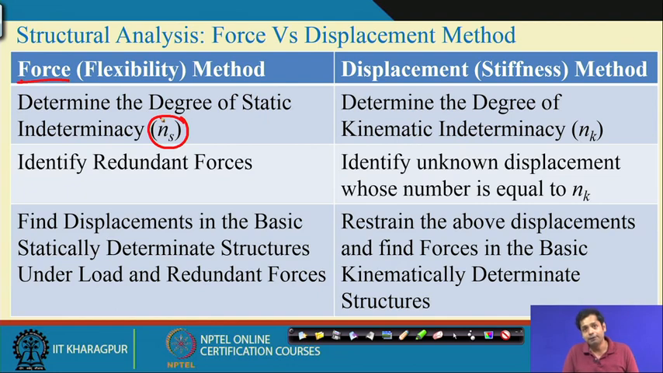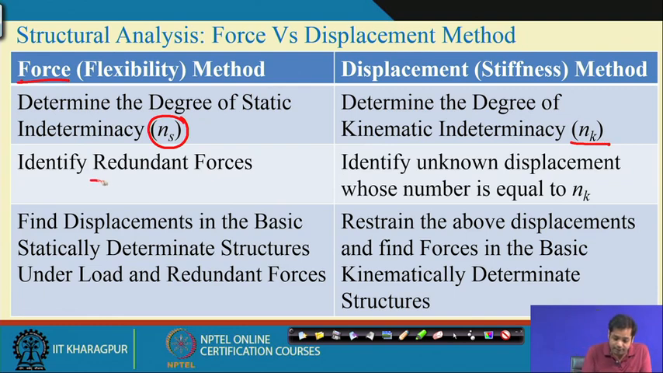Now, on the other hand, if it is the displacement method, then we need to find out displacements. The number of displacements that need to be found in order to define the configuration of the deformation of a structure is the kinematic indeterminacy. The number of unknowns in this case is the kinematic indeterminacy. In the force-based method, the first step is to find the static indeterminacy, and in the displacement method, find the kinematic indeterminacy.